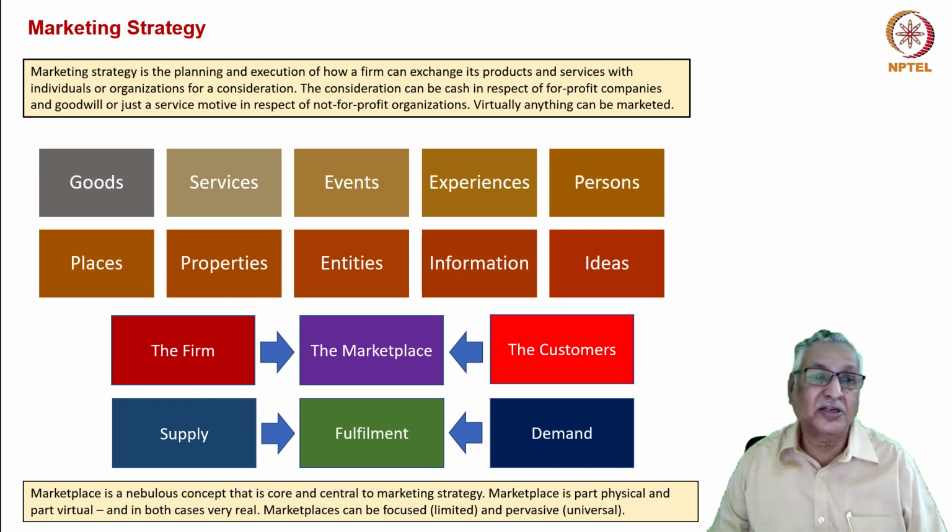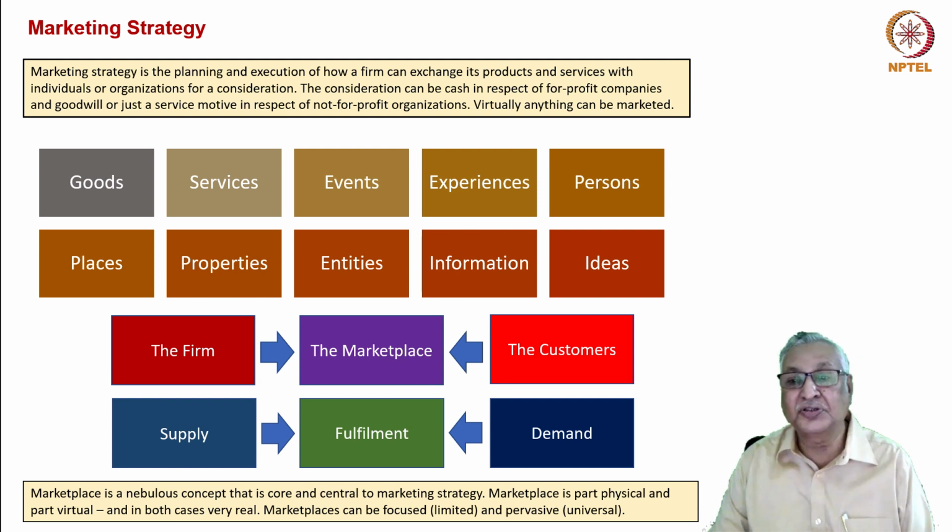Let us look at the various activities or end products that have been considered here. Goods means products, services, events, experiences, persons, places, properties, entities, information, and ideas. All of these can be marketed. And some of these things themselves can be platforms for marketing.